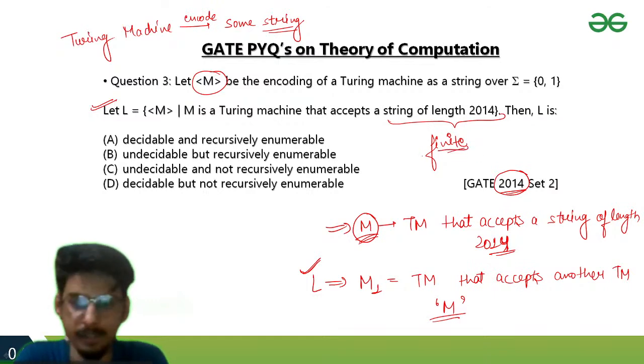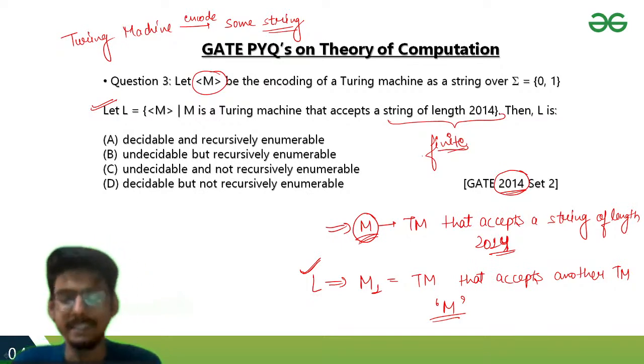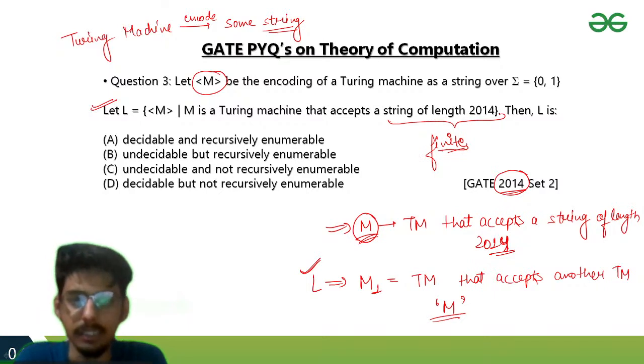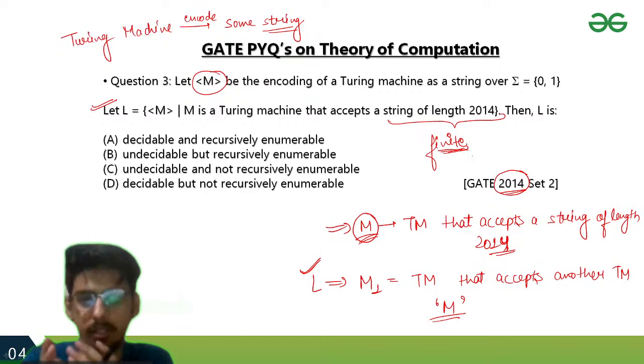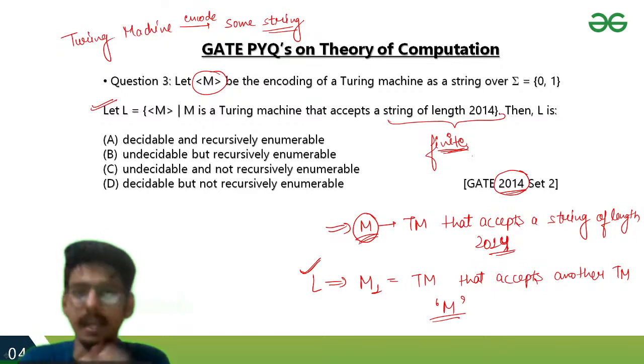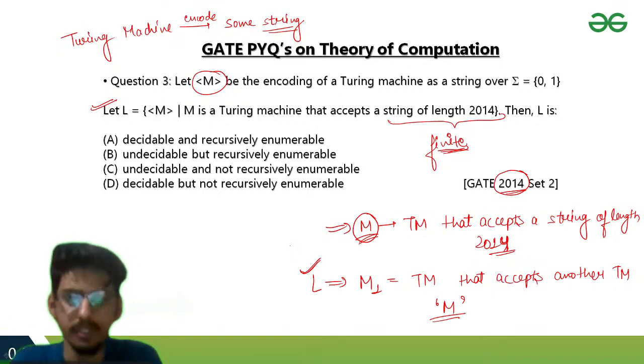Ankit says the option is D. Let's see whether you are correct or not. It might be correct or it might be wrong, but let's see. Basically, the number of strings of length 2014 is finite, so I will have some finite number of strings of length 2014, and I will give every string as an input to this Turing machine M.